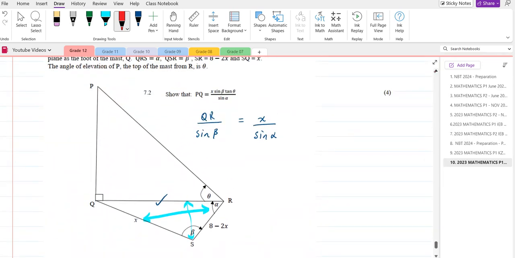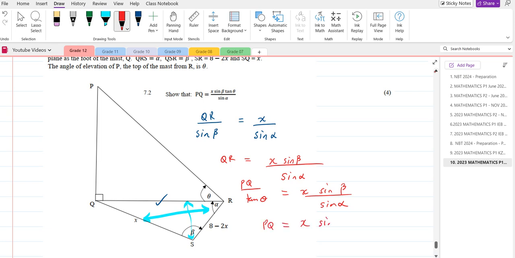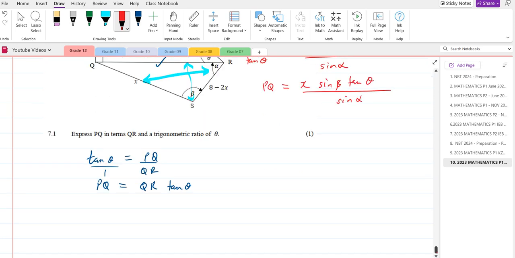Just take sine beta across. So QR is equal to x sine beta over sine alpha. But we know QR is PQ over tan theta. So what we can do is take tan theta across, cross multiply: x sine beta over tan theta... over sine alpha. Next question.